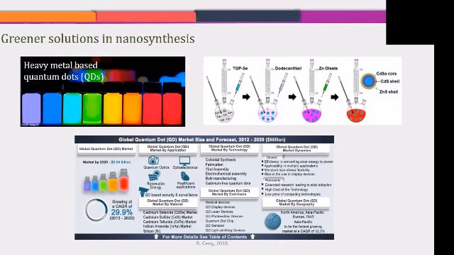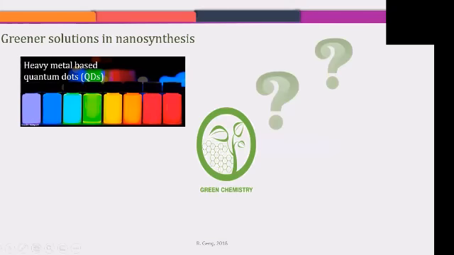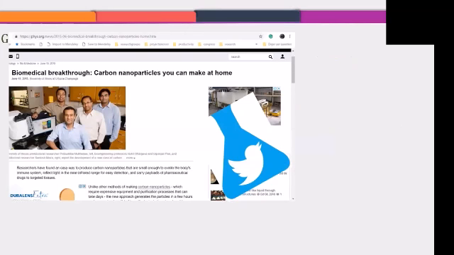So there should be a greener way that can maybe, not all, but can change a little bit the weight from heavy metals to the greener solutions. So what it could be? In 2014, when I was checking the literature, I saw this article: Biomedical breakthrough, the main carbon nanoparticles you can make at home.